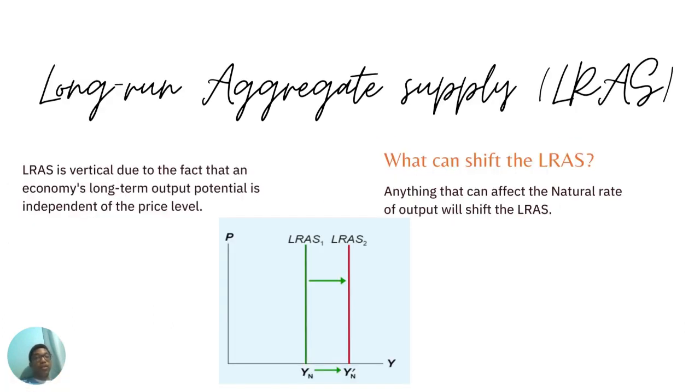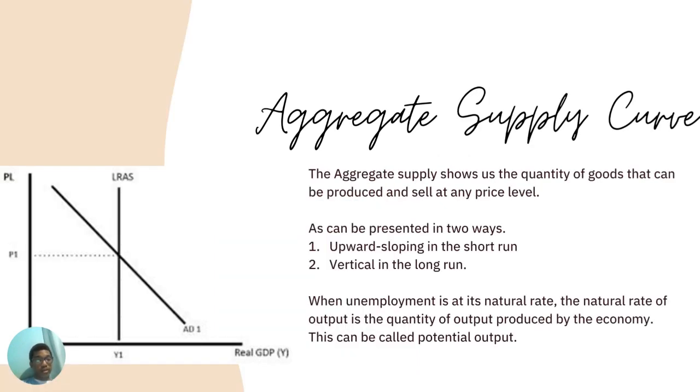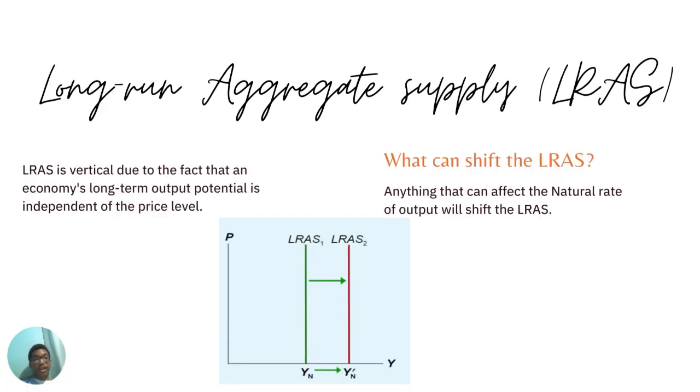Let's look at the long run aggregate supply. As I mentioned, the long run aggregate supply is vertical, due to the fact that long-term output is independent of the price level. And what can shift the long run aggregate supply? Basically, only things that directly affect the natural rate can affect it. Things such as unemployment, lack of technology, and lack of capital can affect the long run aggregate supply.